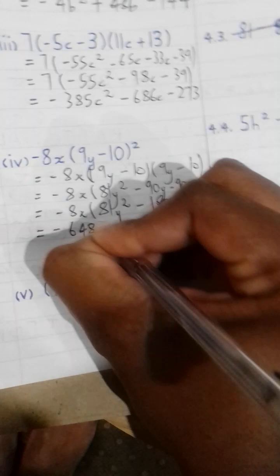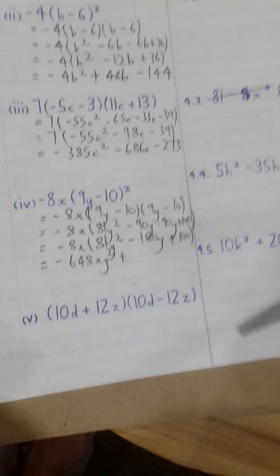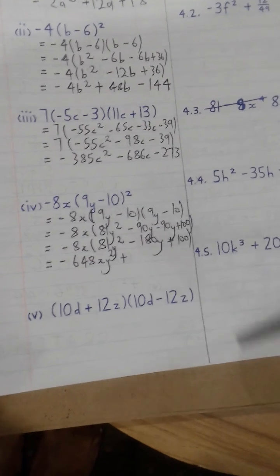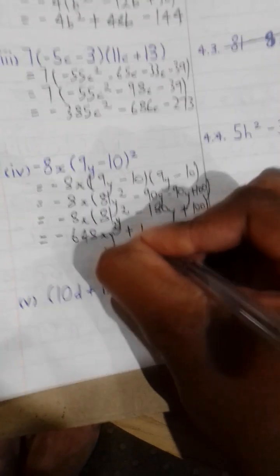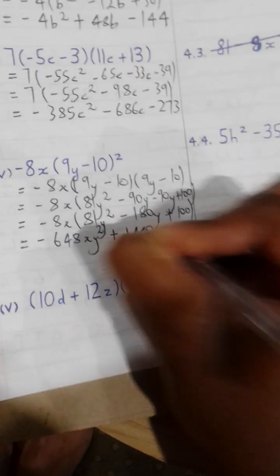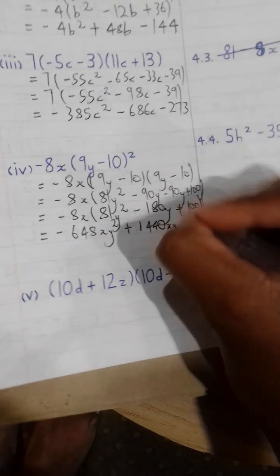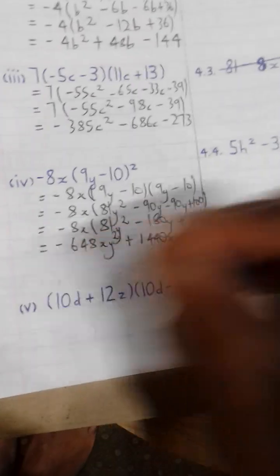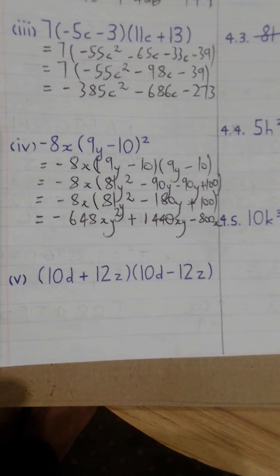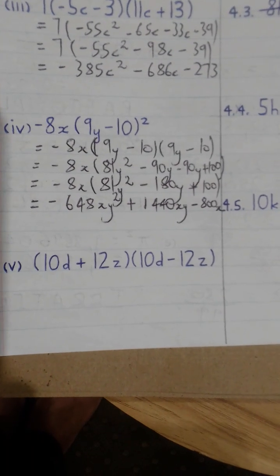X times y squared is xy squared. Negative times negative is positive. Negative 8 times negative 180 gives 8 times 180, which is 1440. X times y is xy. Negative times positive is negative. 8 times 100 is 800. Then you have x. It's always my lack of space problem, but please grin and bear with it.